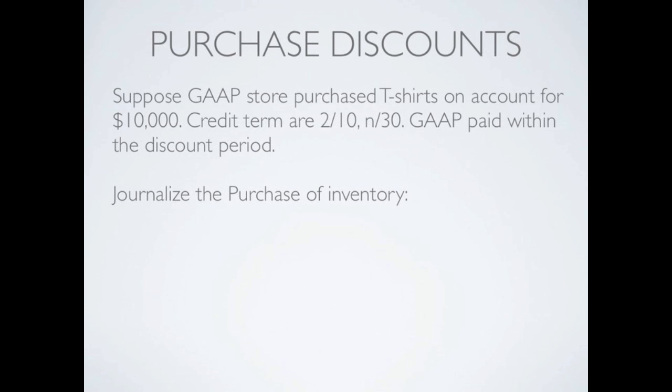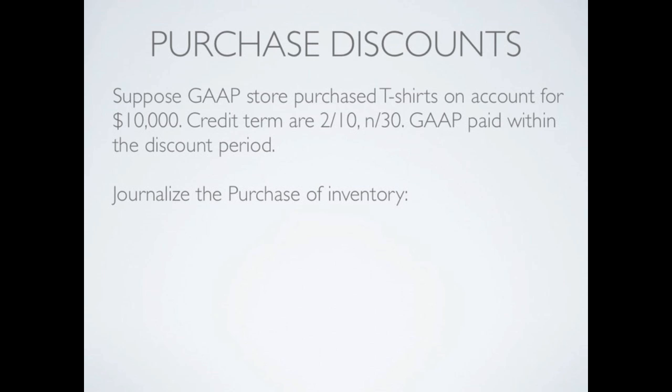Suppose the Gap store purchased 10 t-shirts on account for $10,000. Credit terms are 2/10, net 30, and Gap paid within the discount period. The first step is to journalize the purchase of inventory. So this should be more of a review, this first entry here.